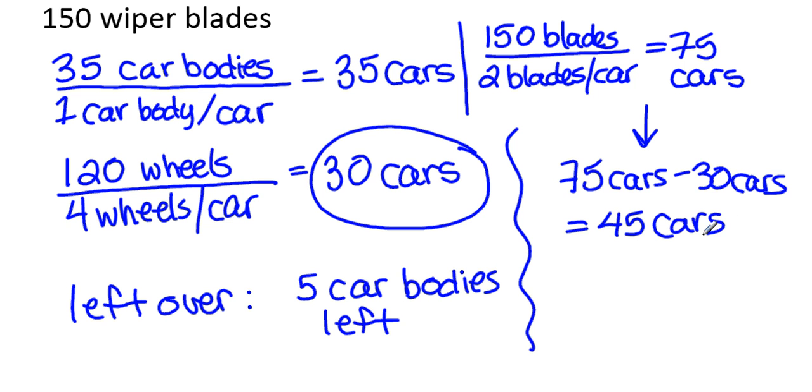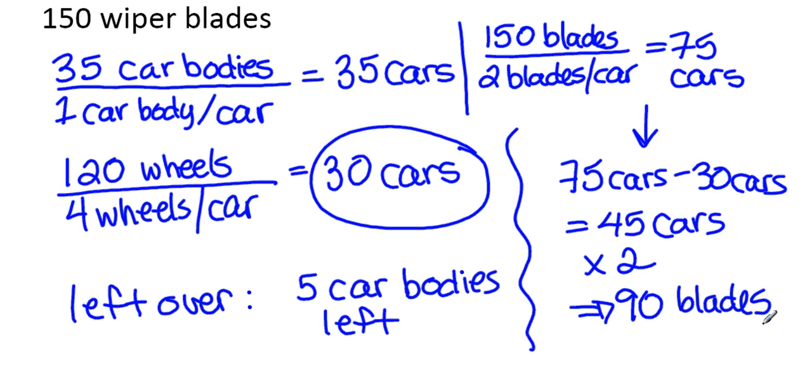But remember, this means 45 cars. How many blades per car? Well, there's 2 blades per car. So that means if we double this, we would have 90 blades left over.